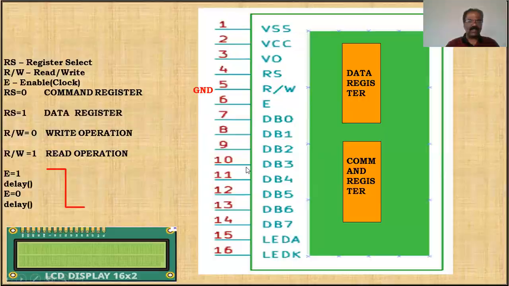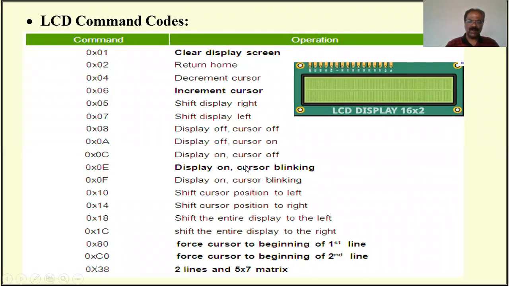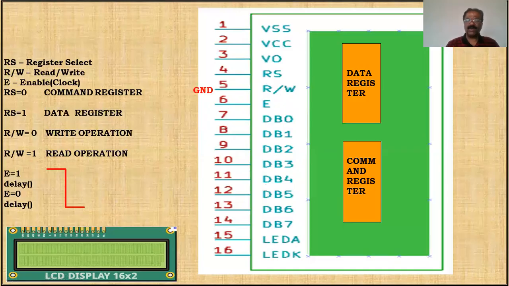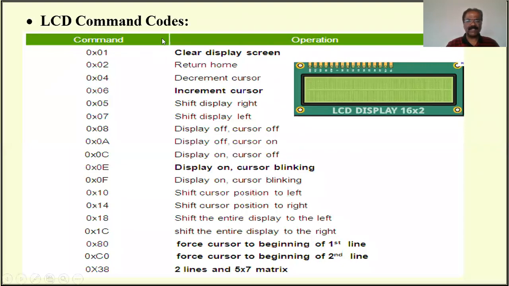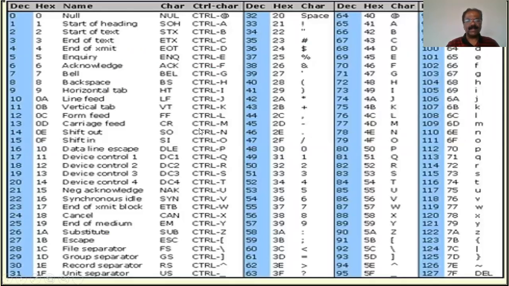Now the next thing is, I told you about this one. Here we have two types of information, either data or command. The first is a command. The second is the actual information. Suppose I want to display some message, either a character or a special character. That must be an ASCII code. You have to send the ASCII code, and we have to write this ASCII code into the data register.